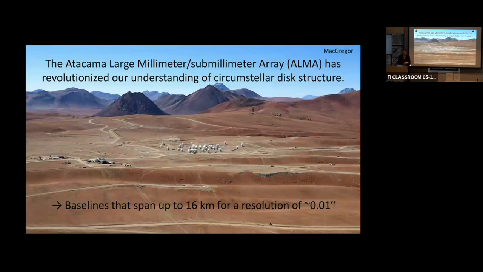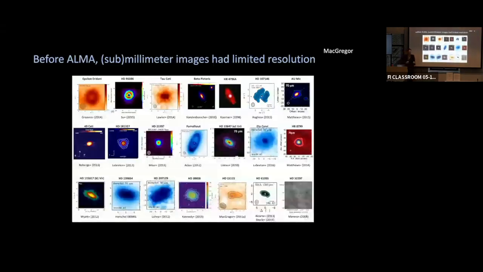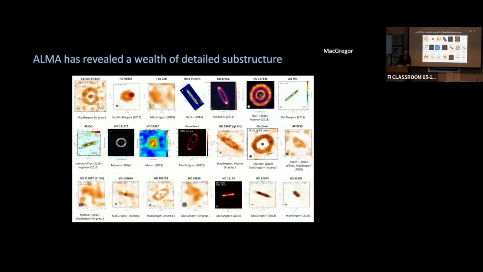Which means that pre-ALMA, when I started my PhD, we had images of disks that looked like this. This is not that exciting. There's a lot of weird blobby looking things. And these are the exact same disks now imaged with ALMA, right?